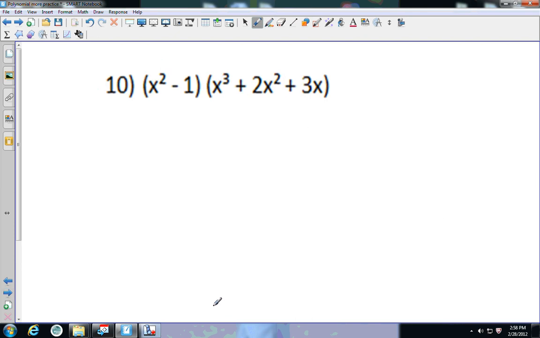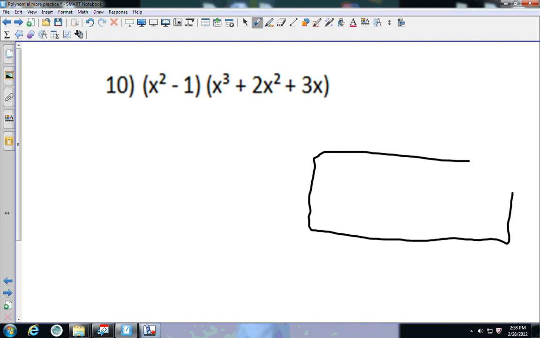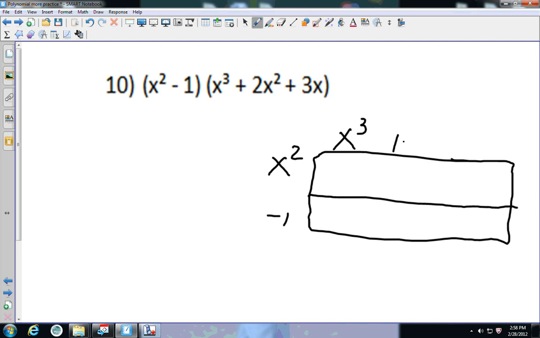Last one. If I did this one with the box, the first term has 2 terms, so I'll just put 2 boxes there. The top one has 3, x to the 3rd plus 2x squared plus 3x, and I'll split those up into 3 boxes. Whoops, let's see here.